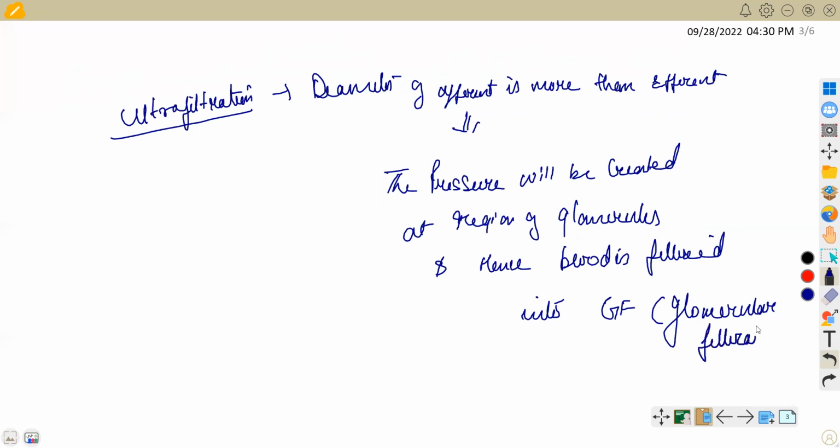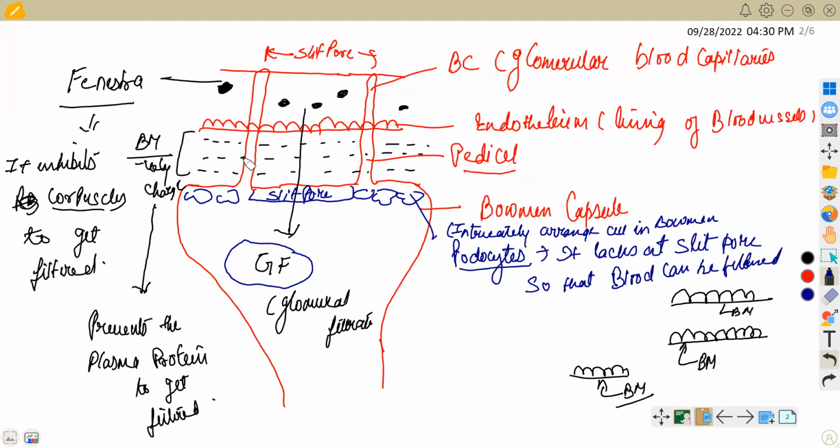How is glomerular filtrate formed? Glomerular filtrate is formed when it lacks protein, which you can say is plasma protein. Why does it lack plasma protein? Because the basement membrane is negatively charged, and plasma protein is also negatively charged. So here you can admire, this is negatively charged. So these basement membranes are not allowing the plasma protein to get filtered. So GF lacks plasma protein.